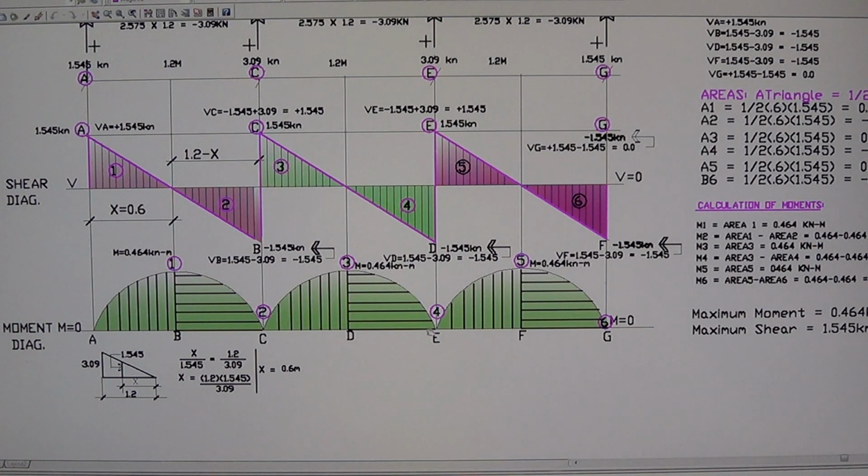And now let's go solve for moment number 5. Moment number five is the area 5 right here. So what's the area there, number 5? 0.464 again, and locate that on the line. It's the same height, so it goes right here. From E, you draw a curved line, a second degree line, to number 5.